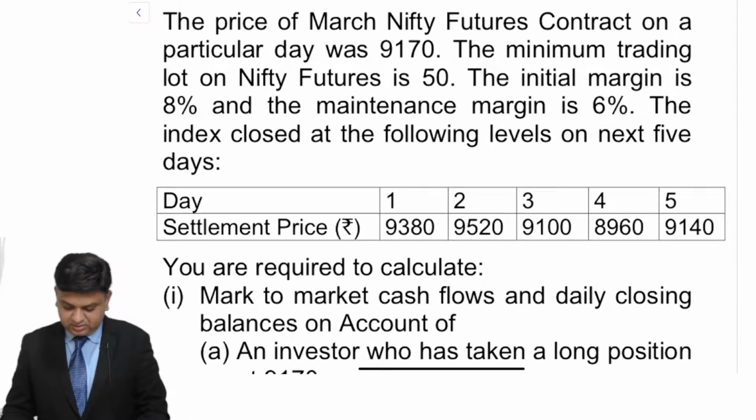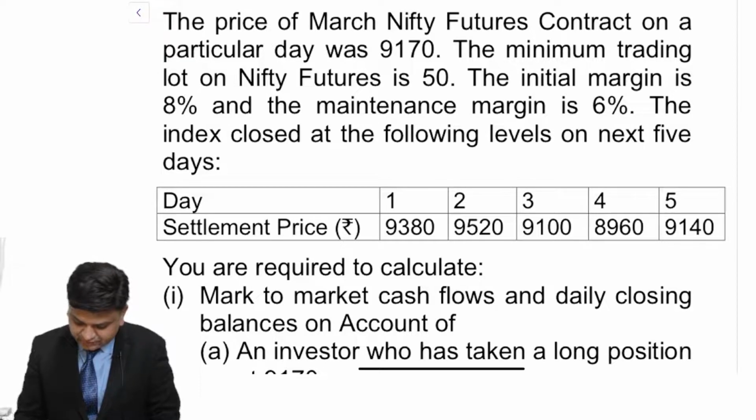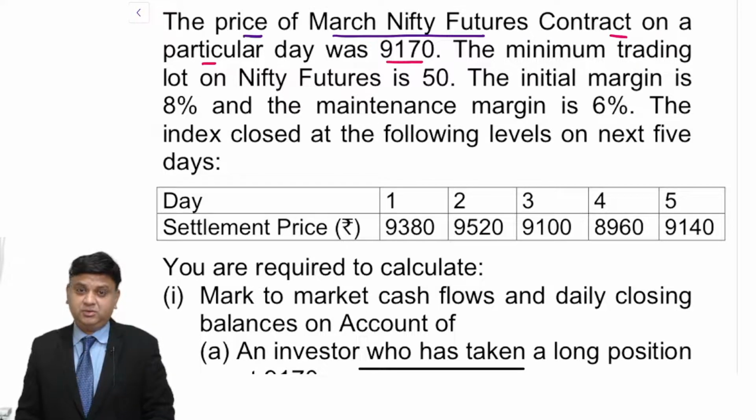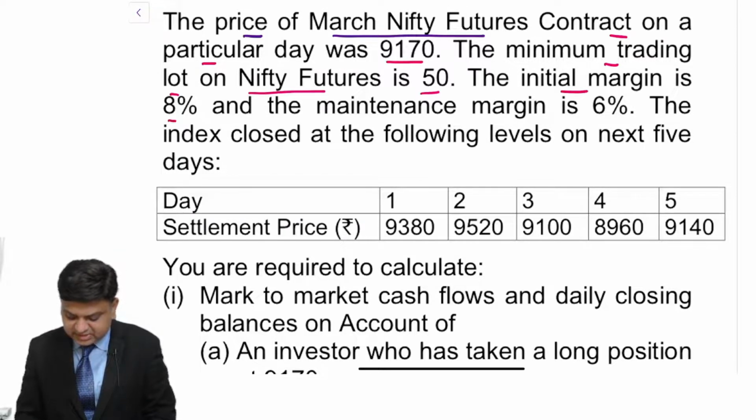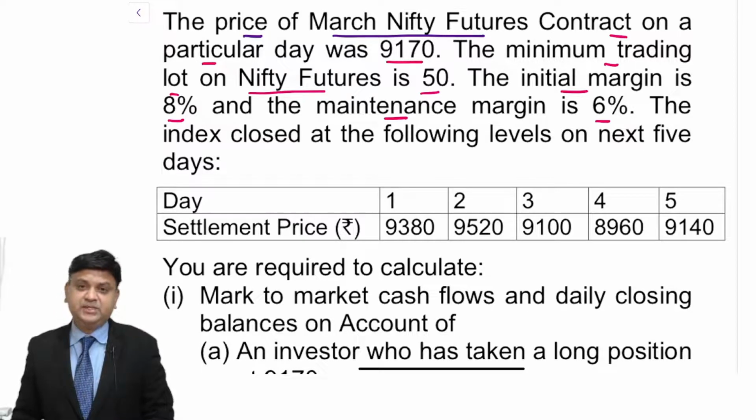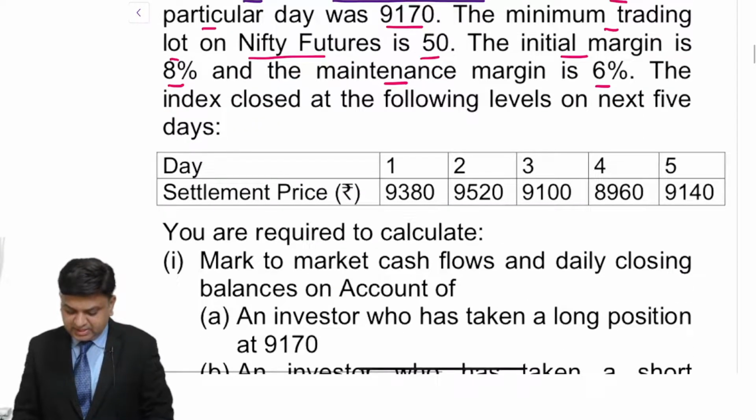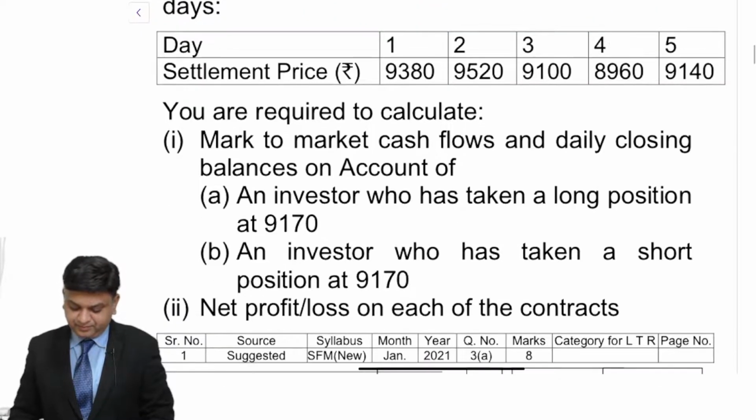Let us see the next question. The price of March Nifty Futures Contract on a particular day was 9170. The minimum trading lot on Nifty Futures is 5050, that is the lot size. Initial margin is 8% and maintenance margin is 6%. The index closed at the following levels on the next 5 days. Day 1 to day 5, settlement price is given to us.